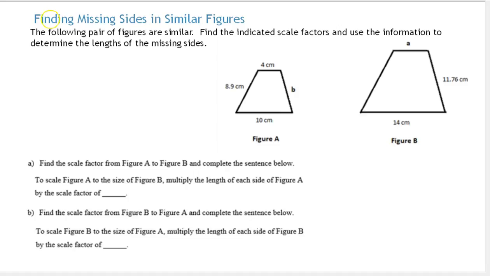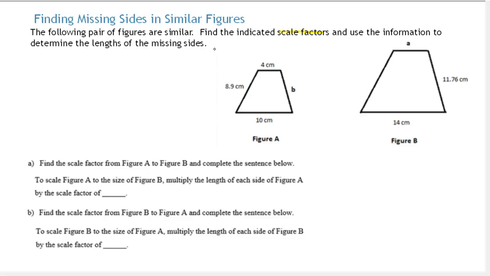In this video, we're going to find missing sides in similar figures. The following pairs of figures are similar. So figure A and figure B are similar. These are called trapezoids. They're four-sided figures where one pair of opposite sides are parallel. Find the indicated scale factors and use this information to determine the lengths of the missing sides.